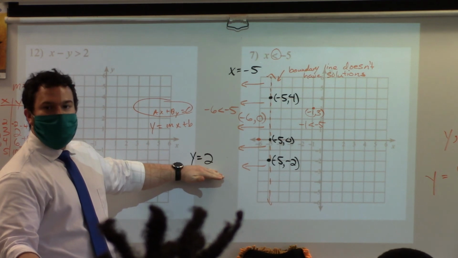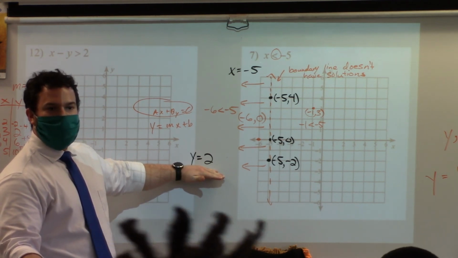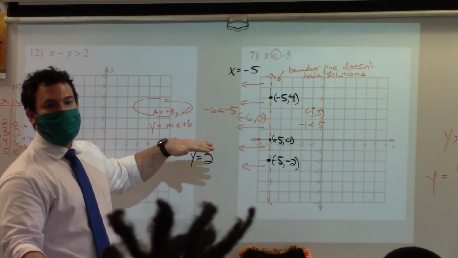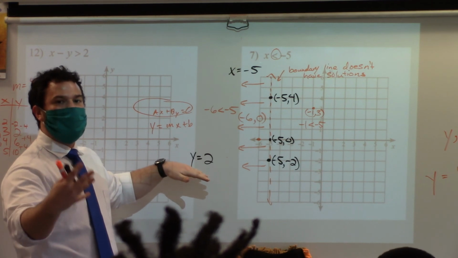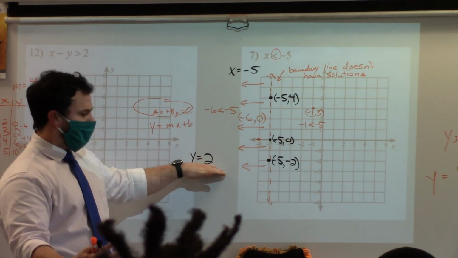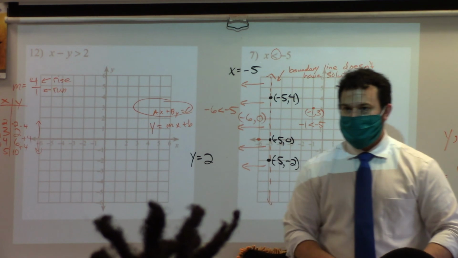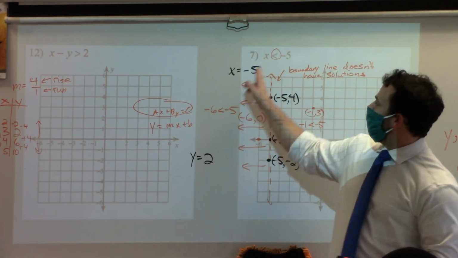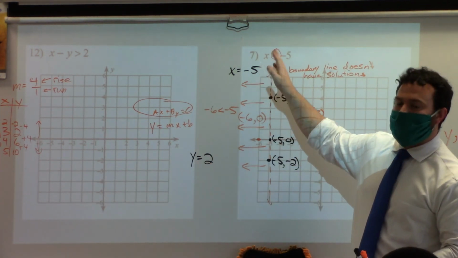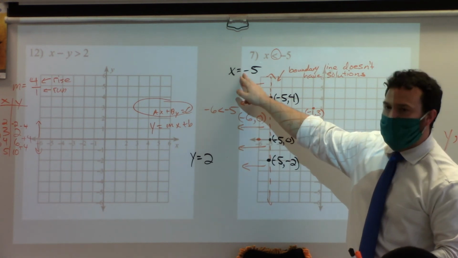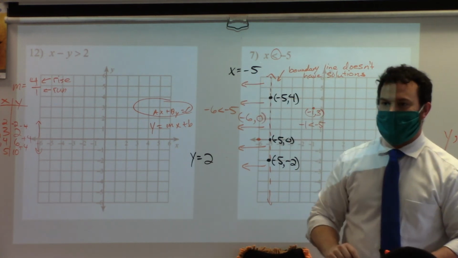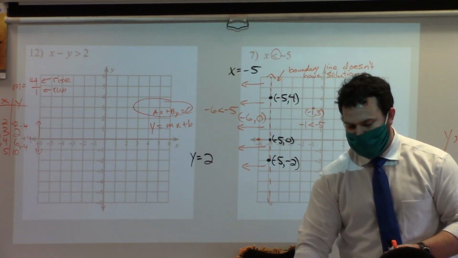But if it was y equals 2, which direction would that line go? Horizontally, and every point on that line would have a y value of 2. So if it's equal to, we have a solid line. No, notice how it's less than. So that's why it's dashed. Remember, we look at the equation for the boundary line. You always look at the equation for the boundary line.